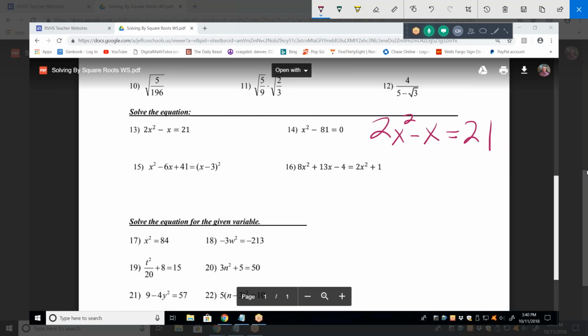Notice, first of all, that we have a quadratic that has an x squared term, an x term, and a number. Whenever you see that, you want to get everything on one side and 0 on the other. So in order to do that, here I've got to subtract 21. So now I end up with this. Now I've got to factor that.